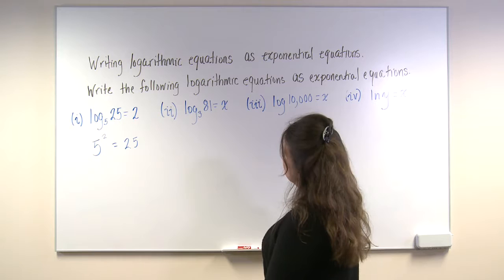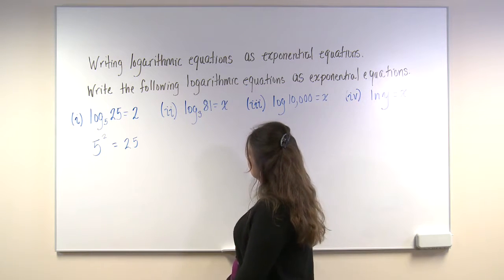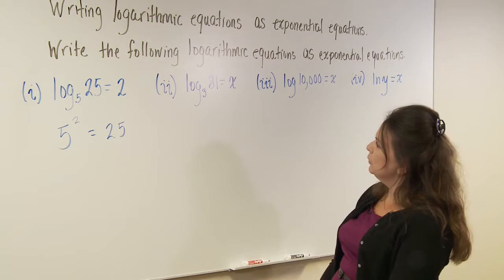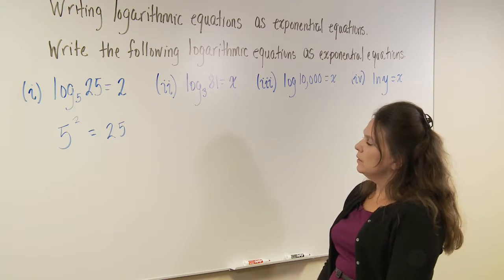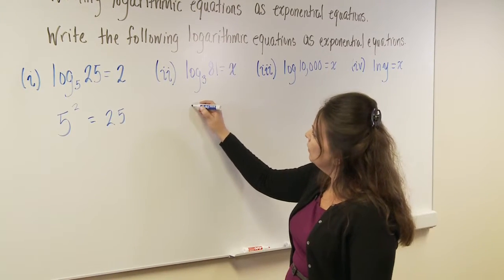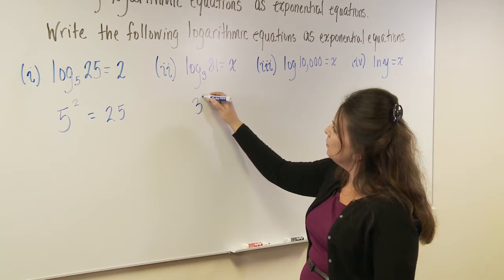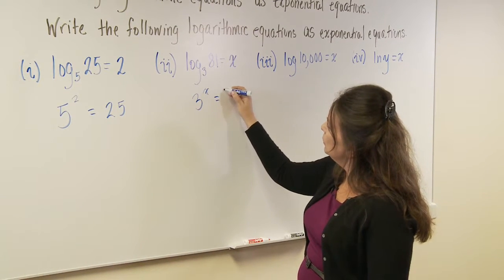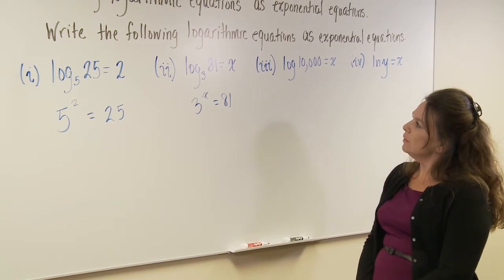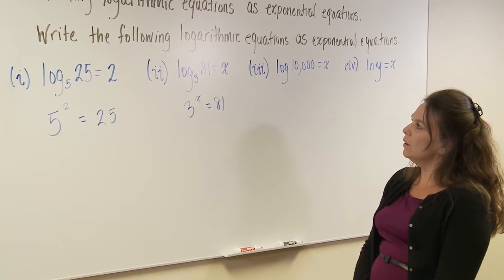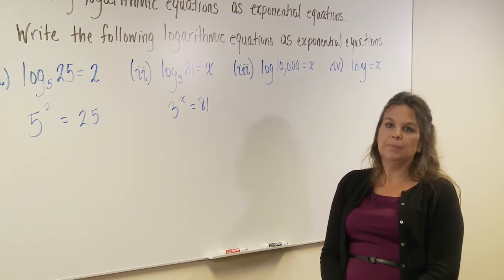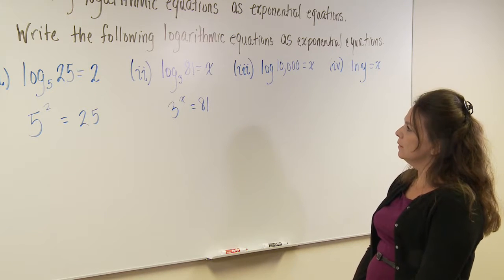In a similar manner, we'll do problem number 2. Here we have log base 3 of 81 is equal to x. Using the definition of a logarithm, the base is 3, so we have 3 raised to the power of x is equal to 81. So for the logarithmic equation, log base 3 of 81 is equal to x, the equivalent exponential equation is 3 to the x is equal to 81.